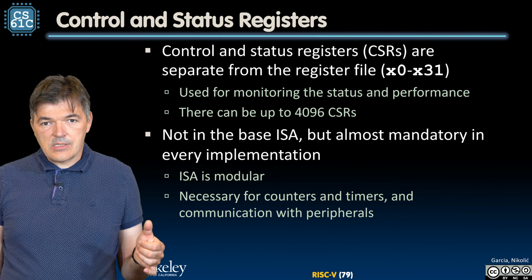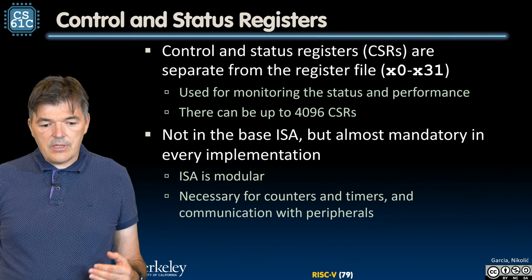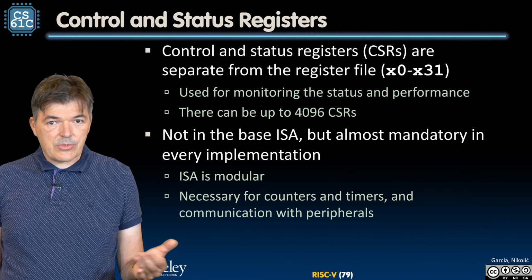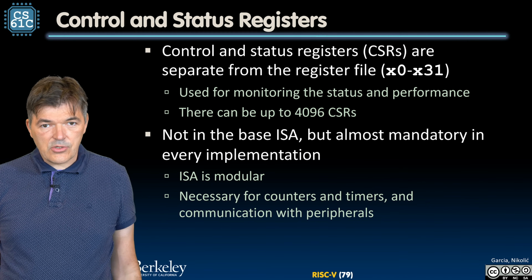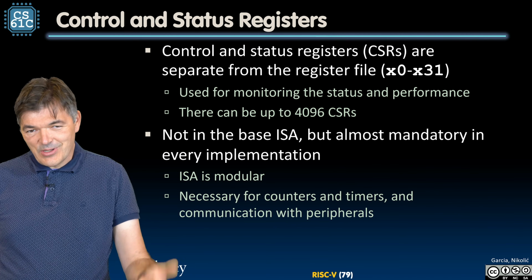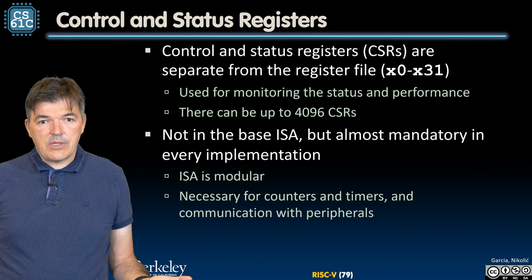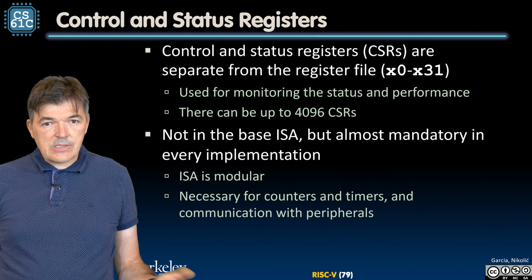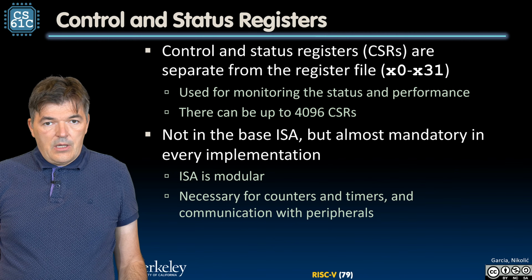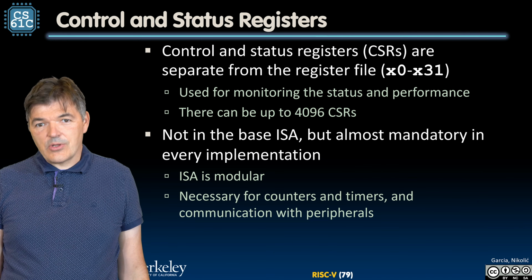One of those components is a set of so-called control and status registers, or CSRs for short. Control and status registers are separate from our base general purpose 32 registers that we have in our instruction set architecture. They are close to the processor, close to the execution unit, but not as close as our general purpose integer registers. They're used for different kinds of purposes: monitoring the status and performance, and also for communication with other devices like peripherals or other units on the same chip. The RISC-V ISA allows space for addressing up to 4096 CSRs, although in most cases we're not going to have that many of them.